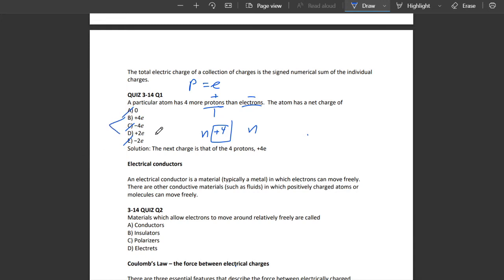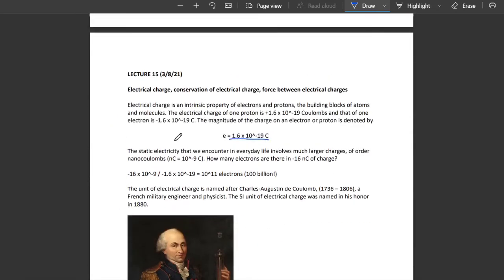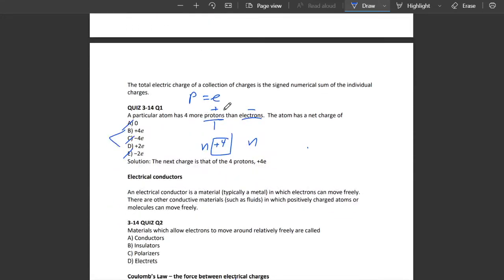And then deciding between B and D, we know that the magnitude of charge on an electron or a proton is equal, meaning that having 4 more protons than electrons would have a difference of positive 4e, and that is why B is the answer. D is not the answer because we have 4 more protons than electrons, and as I just said, the magnitude of charge on a proton is equal to the magnitude of charge on an electron. So therefore, because this number is 4, we can assume that there is positive 4e for this specific atom.